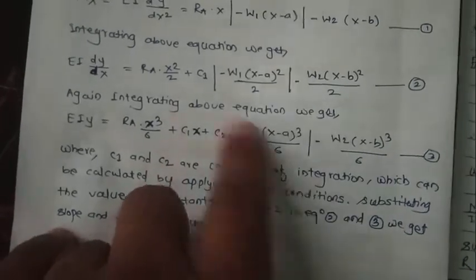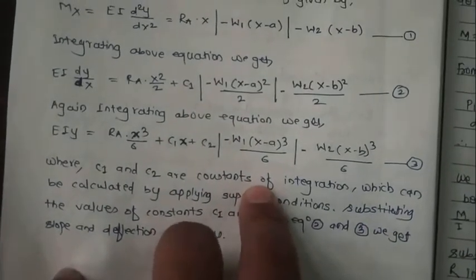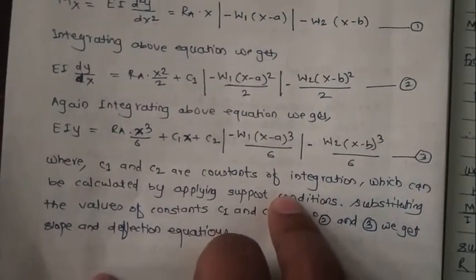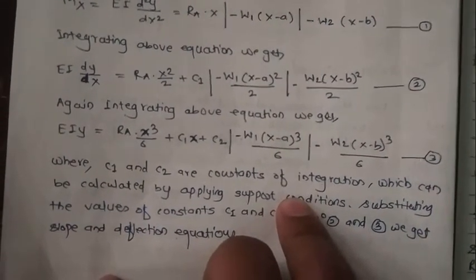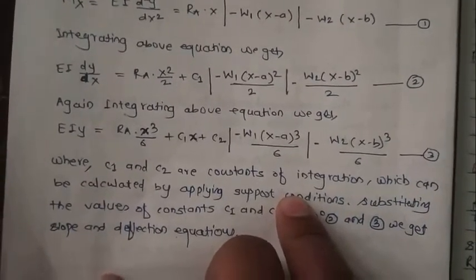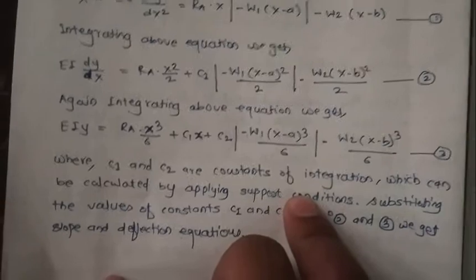This is Macaulay's method. It is used for various loads or discontinuous loads, and the double integration method is used for a single bending moment equation only. It is similar to the double integration method, but this is more convenient.